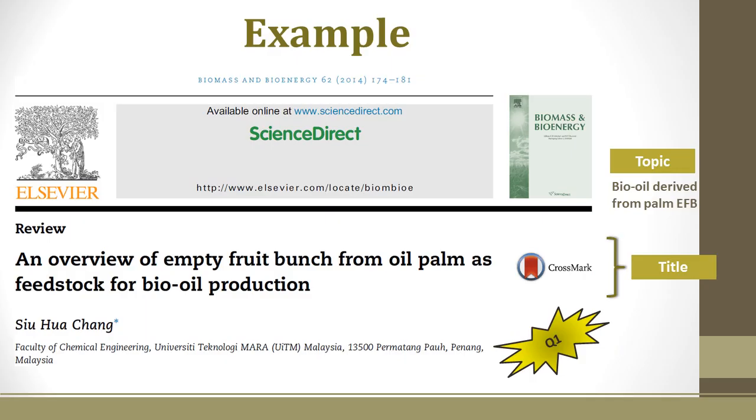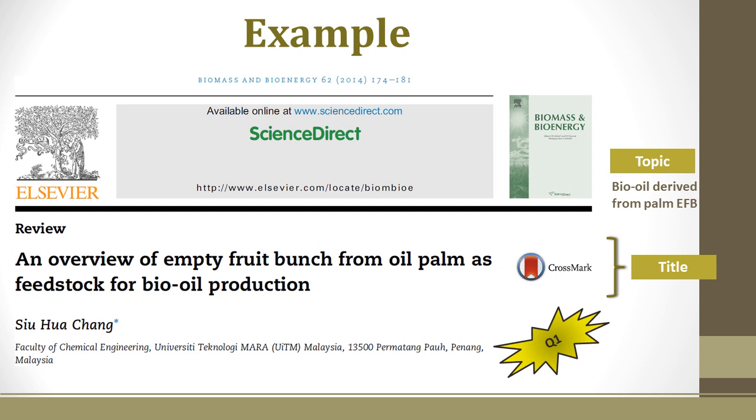Let's take one of my review papers published in Biomass and Bioenergy, a Q1 journal, as an example. The topic or field of study of this review paper is the bio-oil derived from palm EFB. This topic is significant and will interest lots of people since palm EFB is one of the popular biomass produced abundantly around the world, particularly in Malaysia and Indonesia, and bio-oil is a renewable energy.